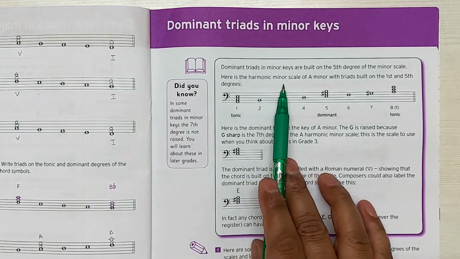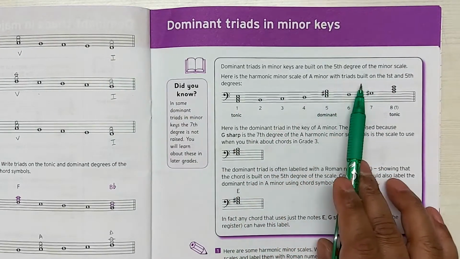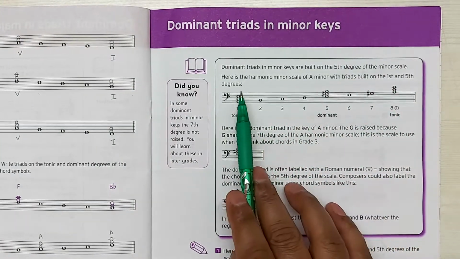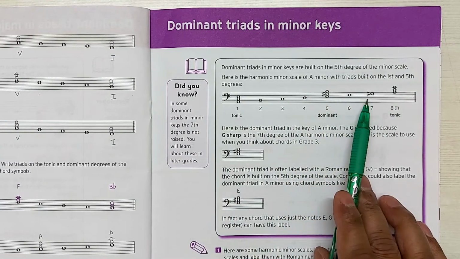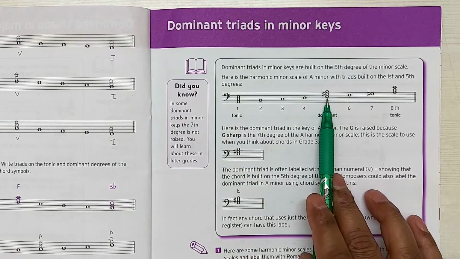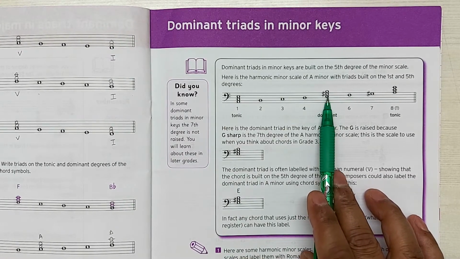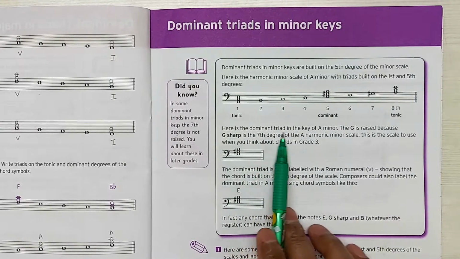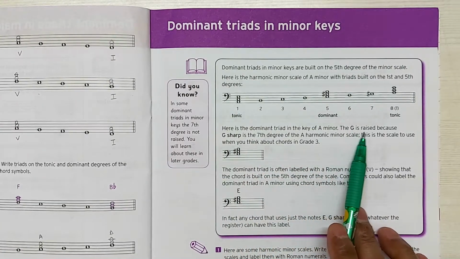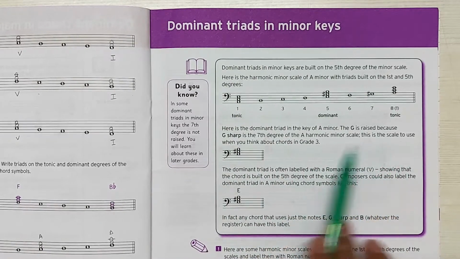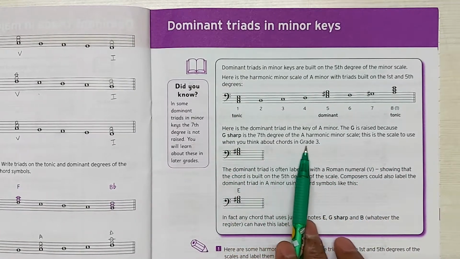Here is the harmonic minor scale of A minor with the triad built on the first and fifth degree. Because this is a harmonic minor, not a natural minor, the seventh degree has been raised. When you make the triad on the fifth degree, the dominant, the seventh degree is there and will again be raised by a semitone. So here is the dominant triad in the key of A minor. The G is raised because G sharp is the seventh degree of the A harmonic minor scale. This is the scale to use when you think about chords in grade 3.